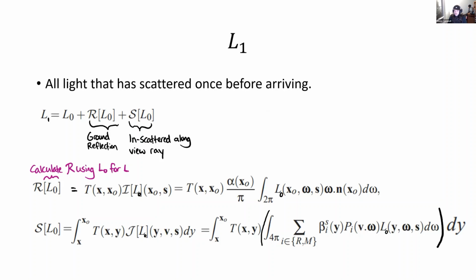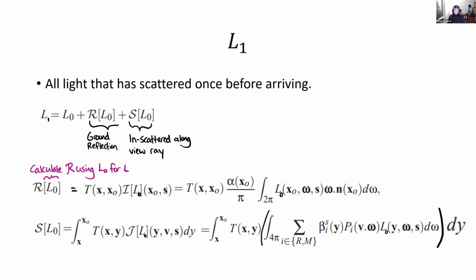So this is basically all the light that has been directly towards you or scattered once on its way to you. And this can be calculated using the direct light plus all the light that came from the ground, like was reflected off the ground towards you, and how much light was scattered along your view ray, but with only the direct light.